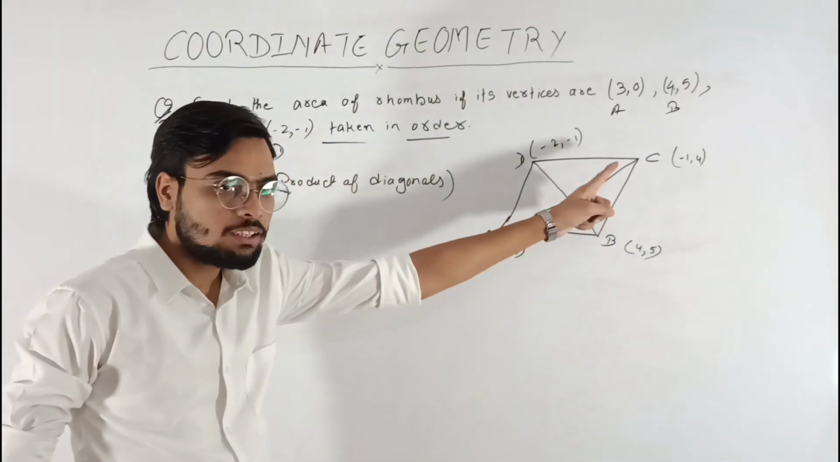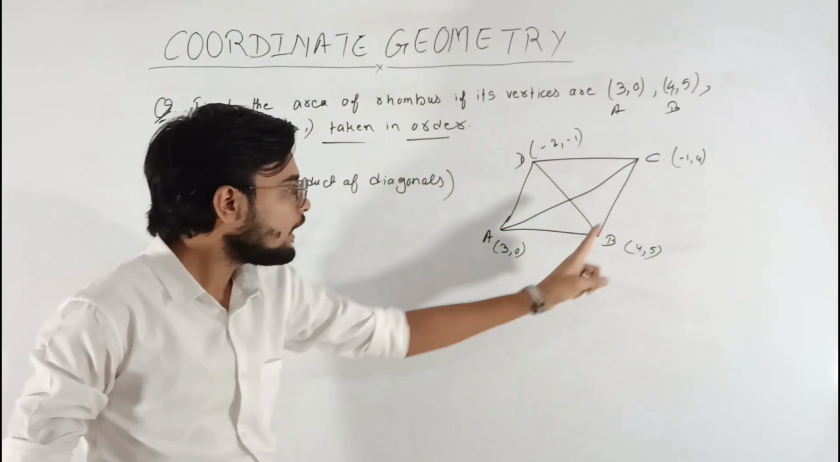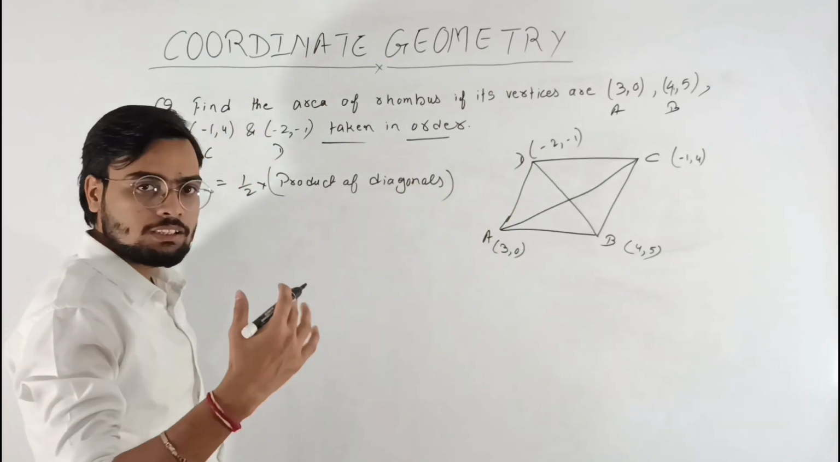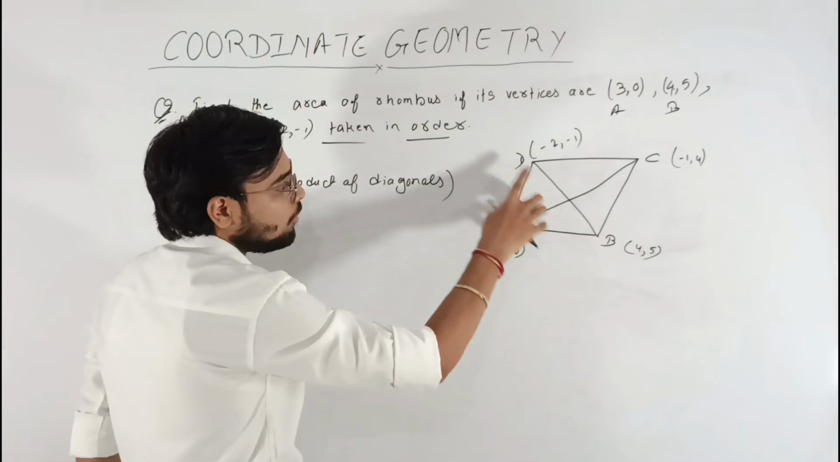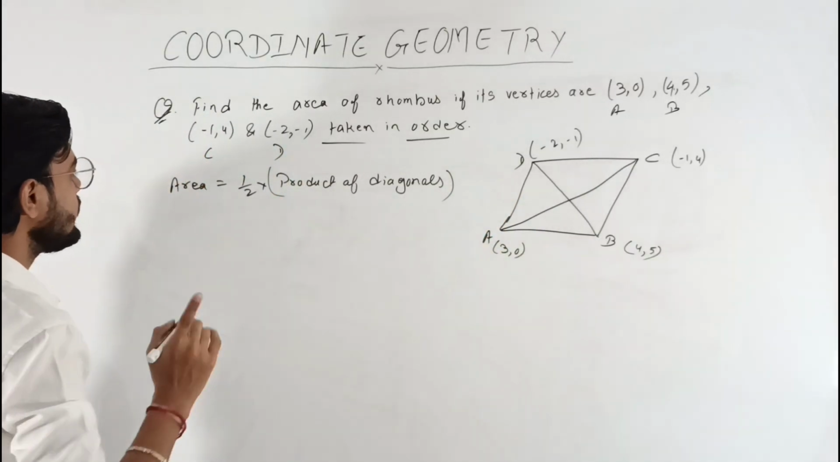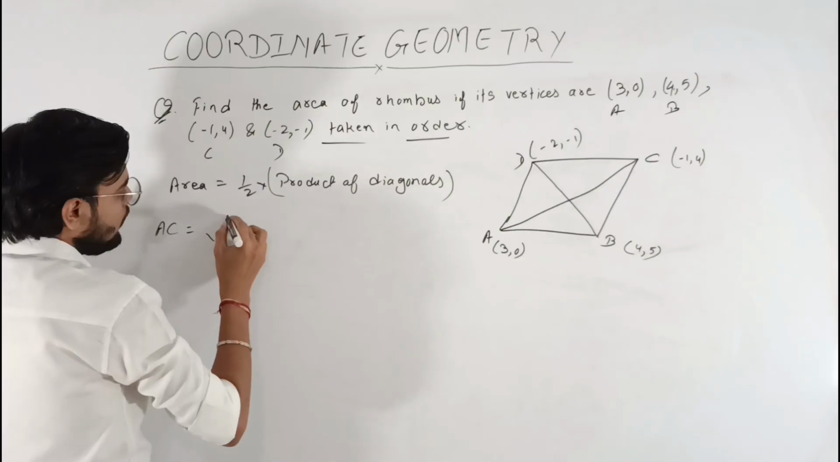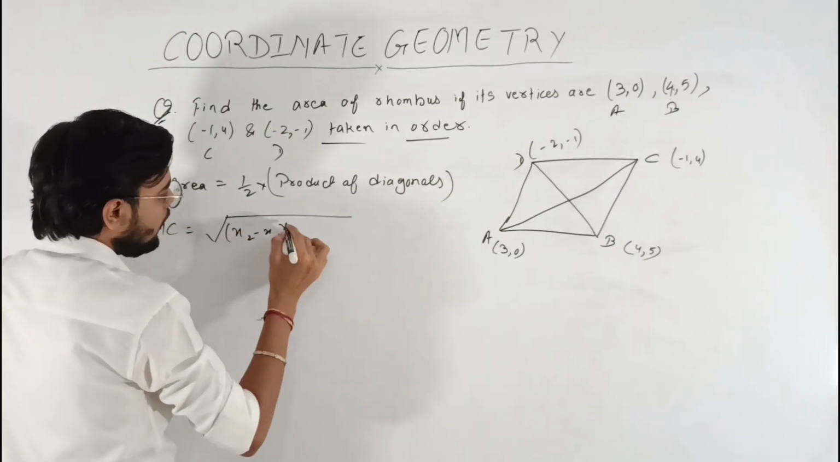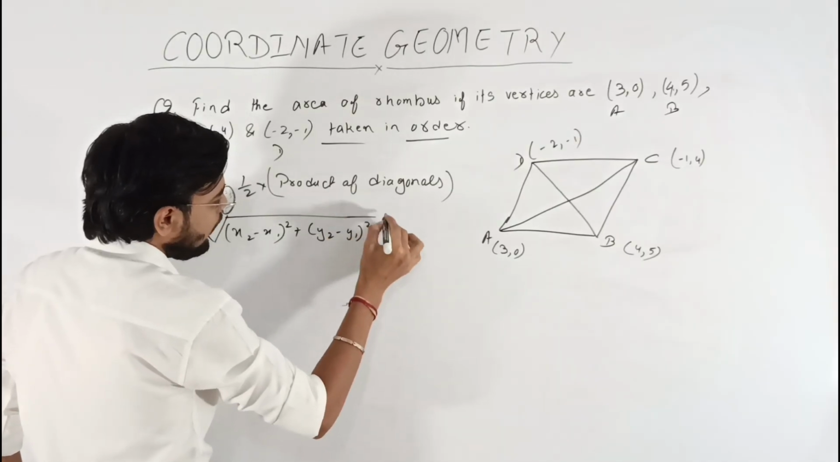AC is the distance between point A and point C, and BD means the distance between B and D. So by distance formula, first we find the length of AC, then again by distance formula we find the length of BD. Okay, so let's find AC first. The distance formula is under root x2 minus x1 square plus y2 minus y1 square.